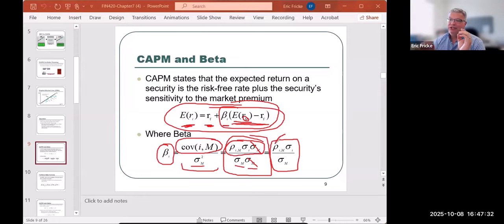It's the correlation coefficient with the market, somewhere between -1 and 1, depending on how closely it moves with the market, multiplied by the standard deviation of the stock, and then divided by the standard deviation of the market. And mathematically, it comes from the regression model when you're calculating coefficients on all your terms. But that's basically CAPM and beta, and this is the theory behind where it's coming from.